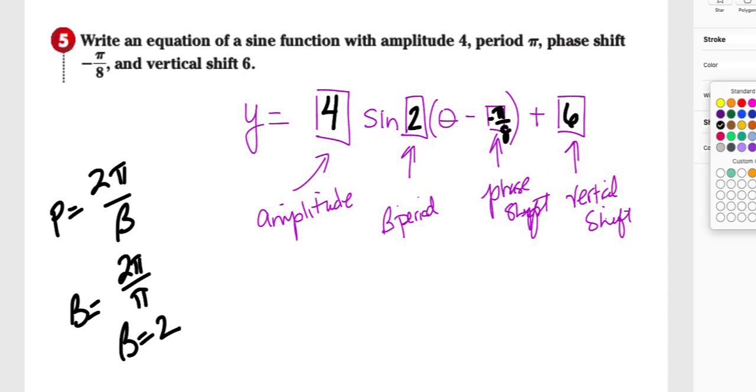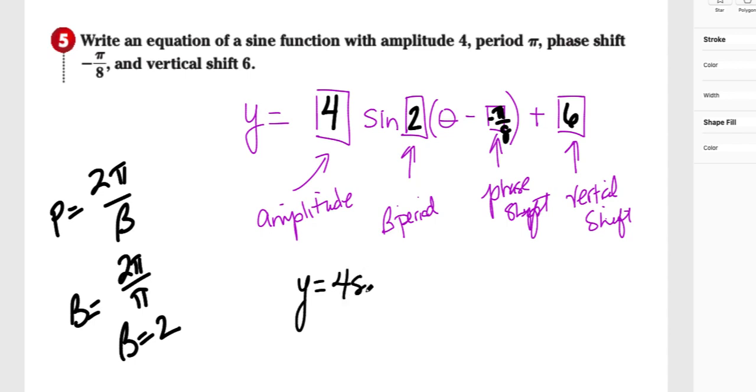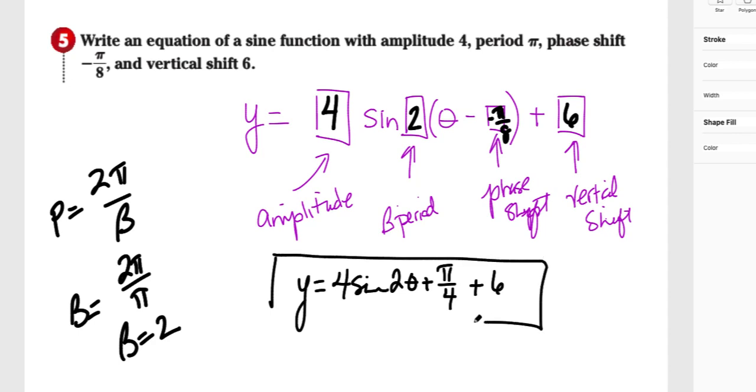And so to tidy this up just a bit, our final answer will look like this. y is equal to 4 times the sine of, now if we write it the way the textbook has it, they would distribute that 2 through. So 2 theta plus pi over 4, because a negative times a negative gives us a positive, and that will be plus 6. So this is one way, or have it as a plus pi over 8 inside the parentheses. I prefer this form, but I think this is what the textbook was looking for us to get.